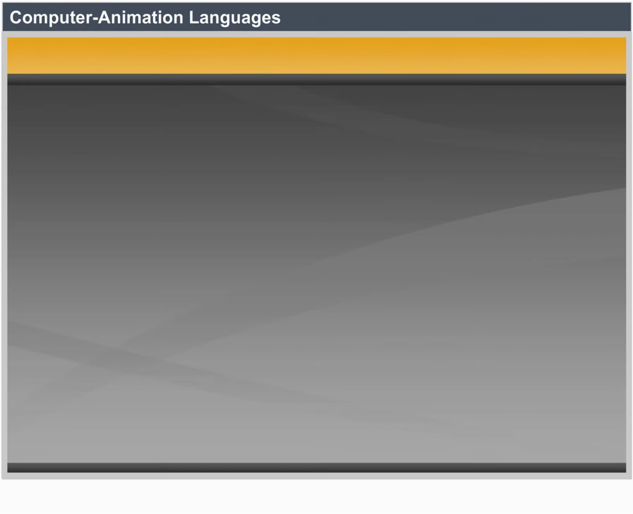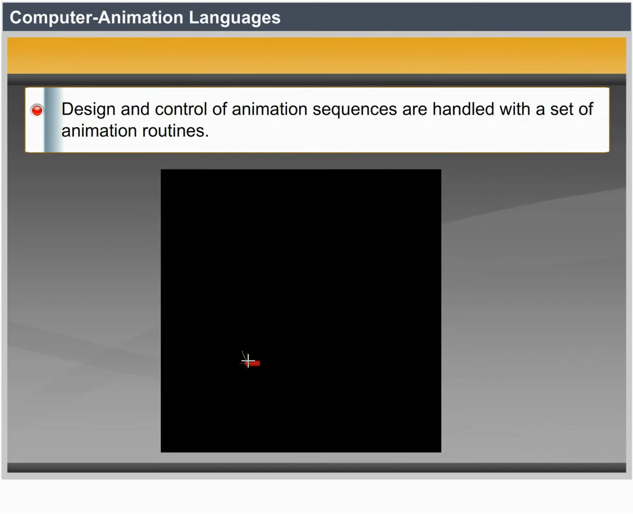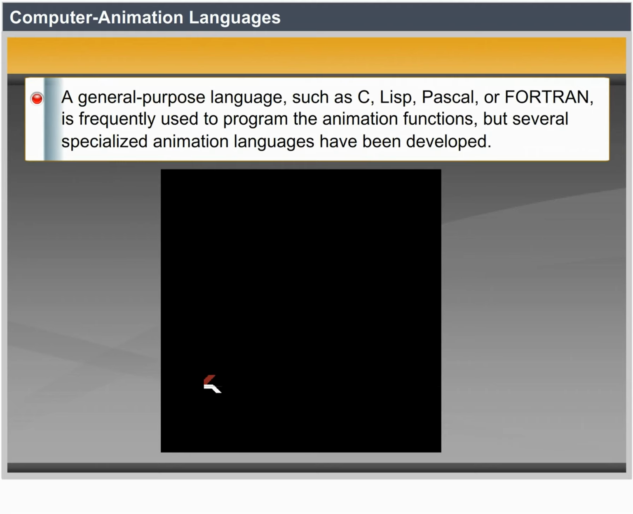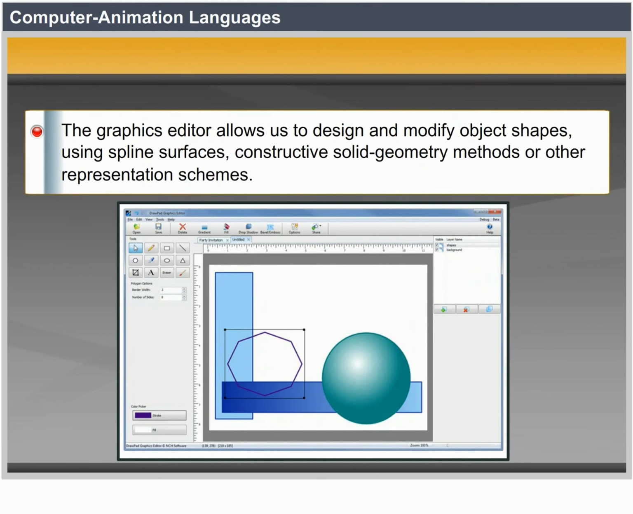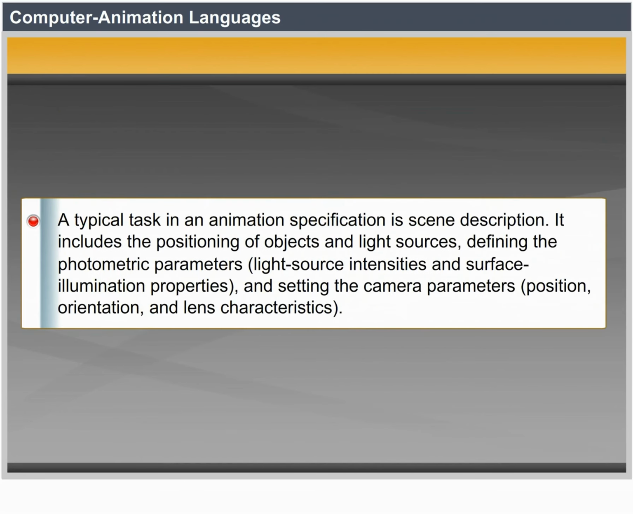Computer animation languages. Design and control of animation sequences are handled with a set of animation routines. A general-purpose language such as C, Lisp, Pascal, or Fortran is often used to program the animation functions, but several specialized animation languages have been developed. Animation functions include a graphics editor, a keyframe generator, an in-between generator, and standard graphics routines. The graphics editor allows us to design and modify object shapes using spline surfaces, constructive solid geometry methods, and other representation schemes. A typical task in an animation specification is scene description.